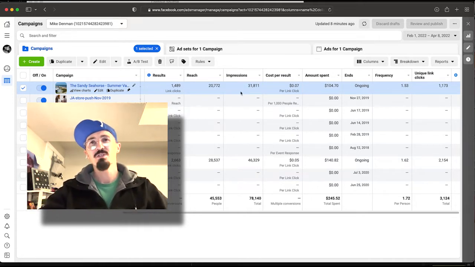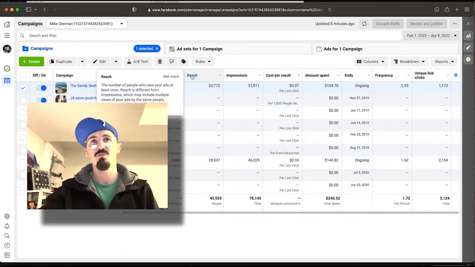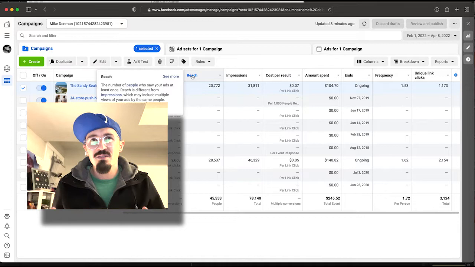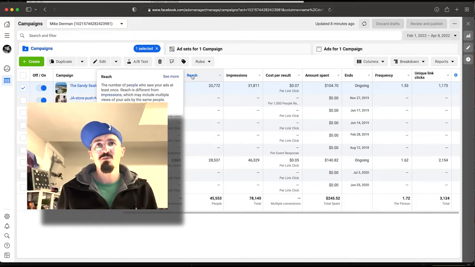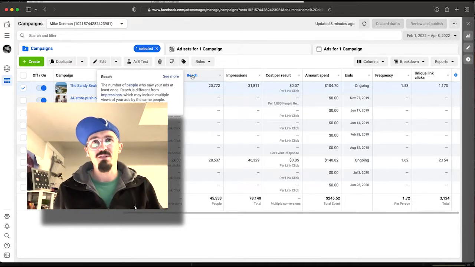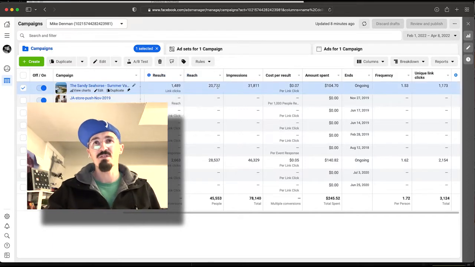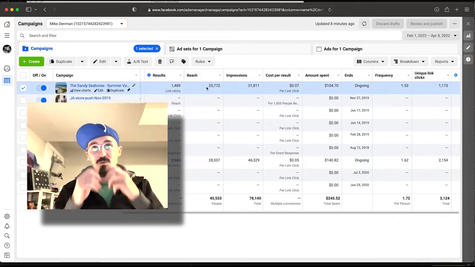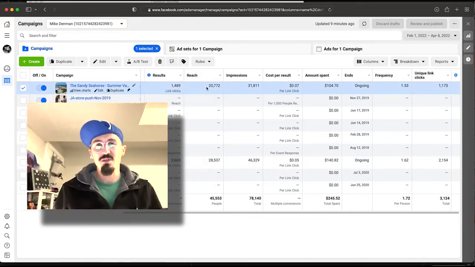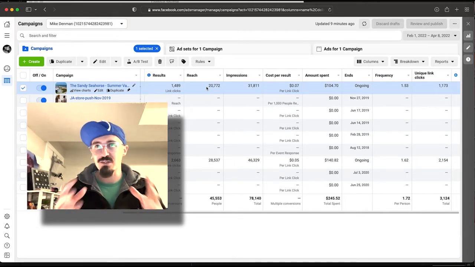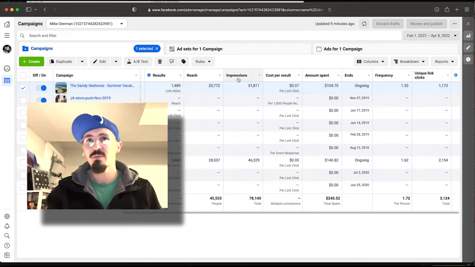So reach and impressions, the interesting thing, if you look over reach, it says the number of people who saw your ad at least once. Reach is different from impressions, which may include multiple views of your ad by the same people. So reach is essentially, okay, these people glanced at your ad. Essentially, they know that at least 20,772 people looked at this ad at some point. It was on their screen.